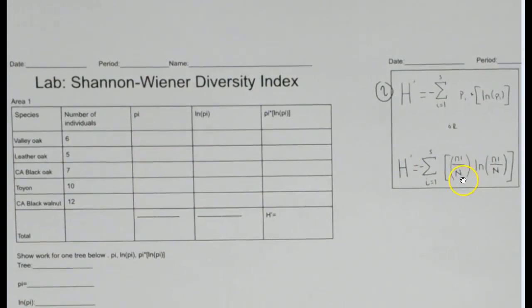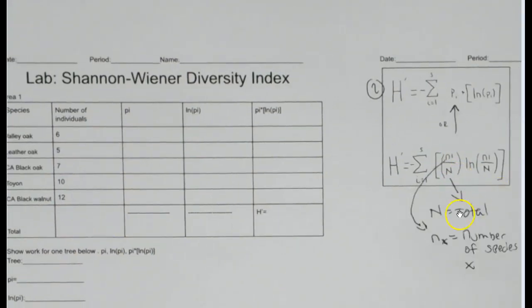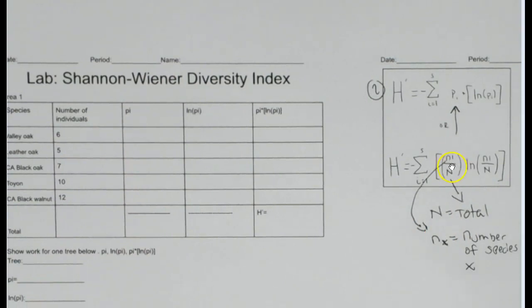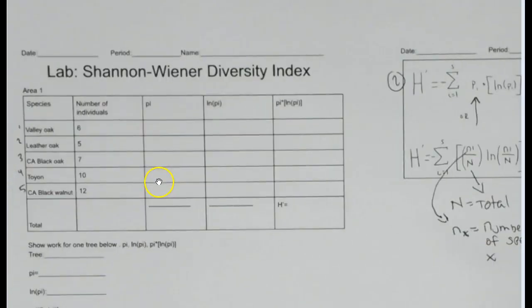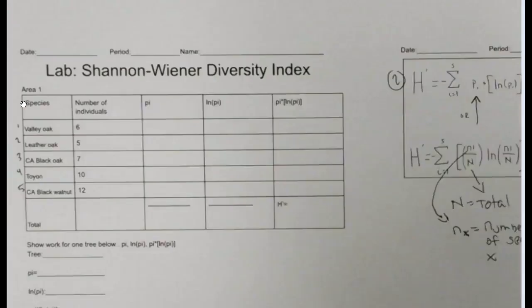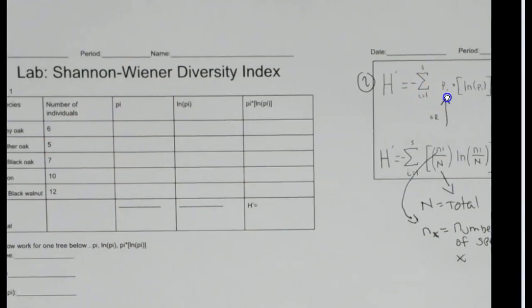So what does small n mean in this equation? n just means the total. I'm going to put nx or n sub 1. You could have n2, n3. Basically, it's the number of species of x. So if I'm looking over here, my valley oak will be my first species. Leather oak is 2, and so on. When I'm taking this number and dividing it by the total, I'm getting a percent. That's what p sub i means. So all I'm asking for is a percent.